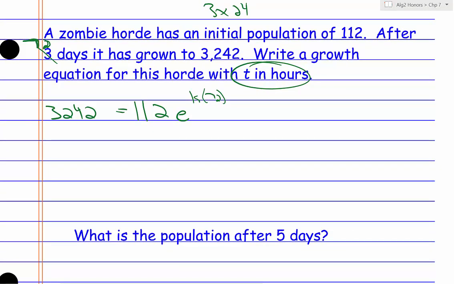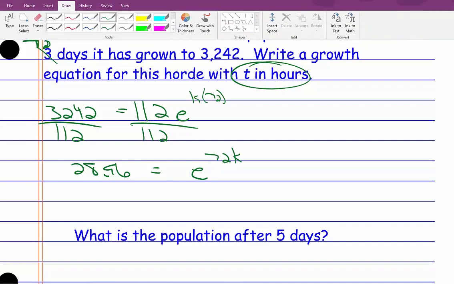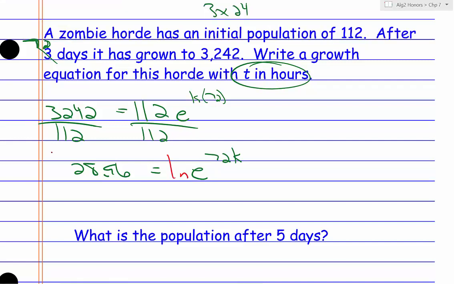So what are we going to do? We can divide out our 112. We're going to be in the ballpark of 28.96 equals e to the 72k. I'm just going to flip those around. Thank you, commutative property. At this point, you saw in the last problem what we're going to do is we're going to take the natural log of both sides, and then we're going to end up dividing this by 72. So our continuous growth rate is going to be 0.0467, and this is per hour, in case that makes a difference.